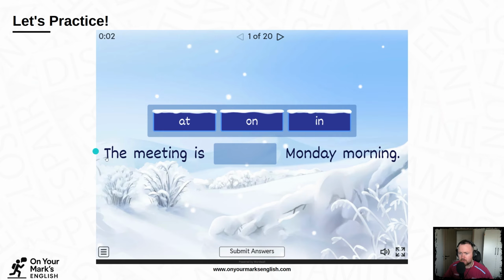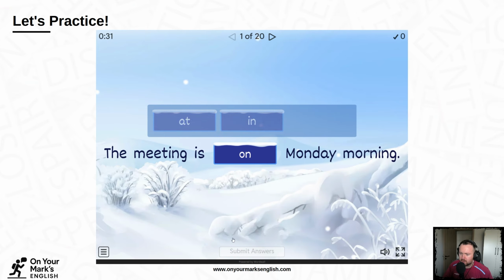And we're going to have to choose in, on, or at for every single question. And I want you to think, is it big, medium, or small? Are we zooming out? Are we zooming in halfway? Or completely zooming in? So the meeting is Monday morning. So think about it. Monday, okay? It's bigger than an hour. It's smaller than a month. It's smaller than a year. So where are we? Big, medium, or small? We're going to be medium. So the meeting is on Monday morning, right? Very simple when we use this method.